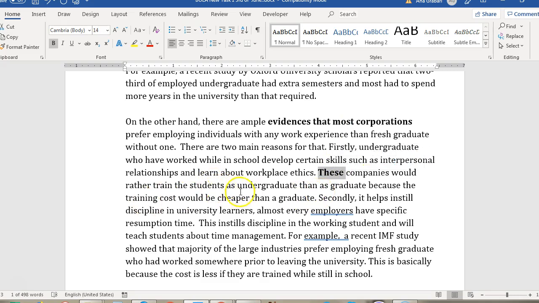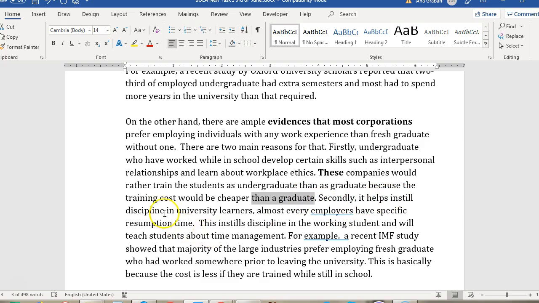Companies would rather train students as undergraduates than as graduates because the training cost would be lower than for, and this is a repeat, perhaps you could say, it would be cheaper before they complete their studies, something like this. So let's avoid repeating ourselves.